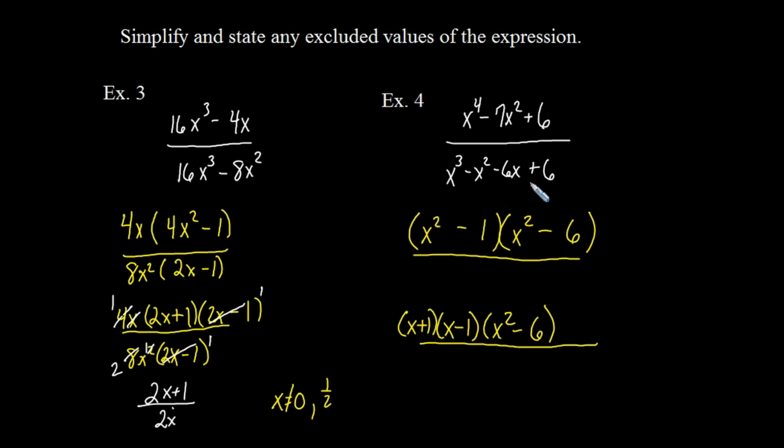The denominator has 4 terms, so we'll have to use factoring by grouping. I'm going to take the first 2 terms and group those together, and then I will take the second 2 terms and group those together. And I will factor out a GCF.